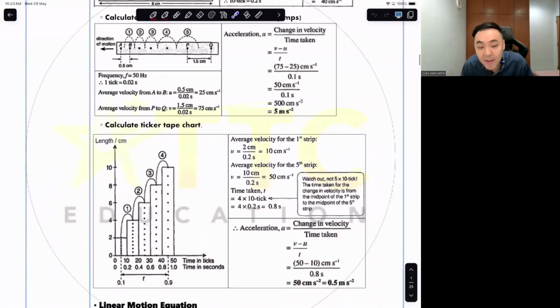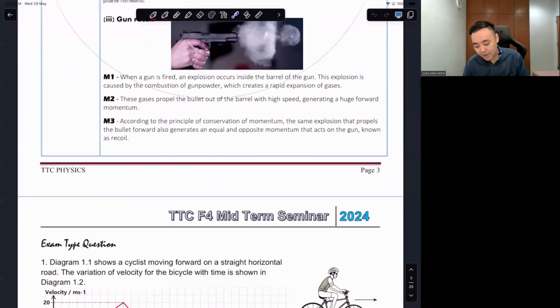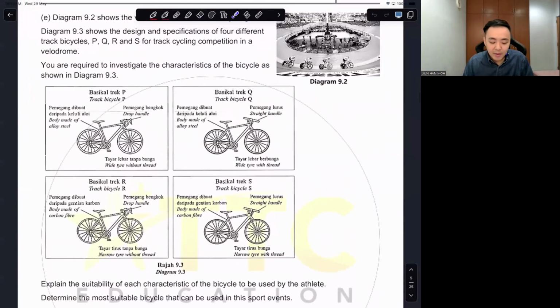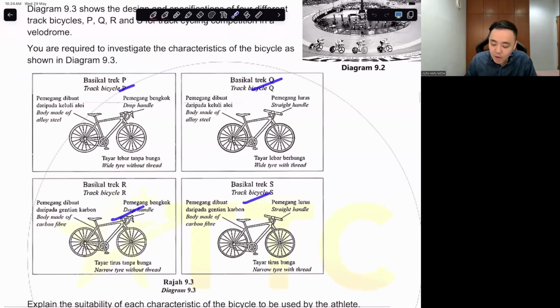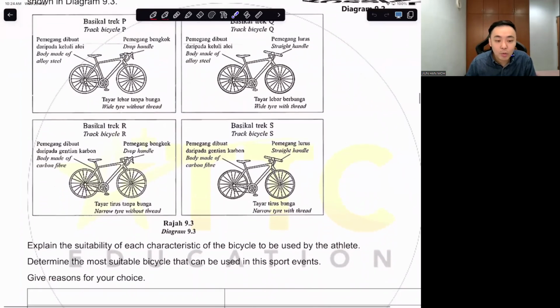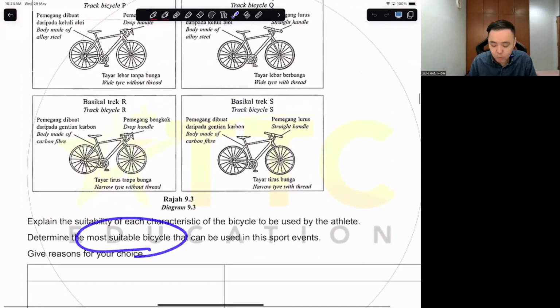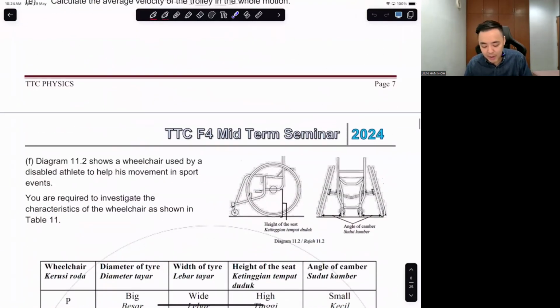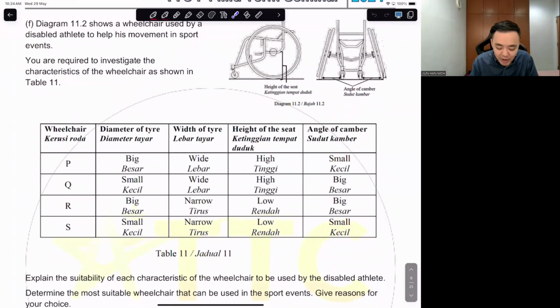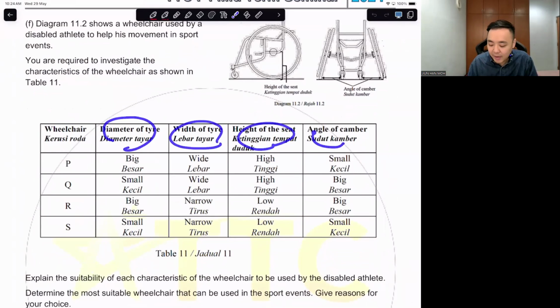For Section B, the decide essay, they will look a bit like this. For example, they will give you a table or some kind of table like that. Over here, you see you have 1, 2, 3, 4, four different things. Then they will ask you to choose the most suitable bicycle. Another example: here you will see a table where you have wheelchair P, Q, R, S. You will notice one thing: every time there will be 4 columns, because you have to choose from this, and this.